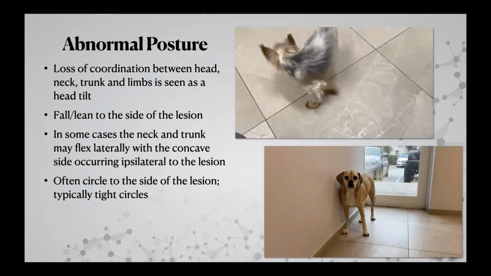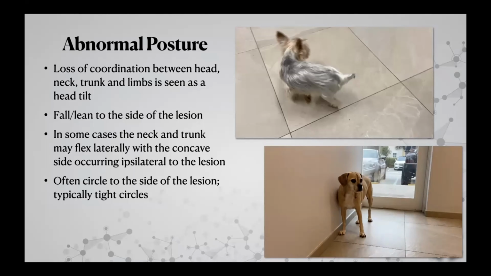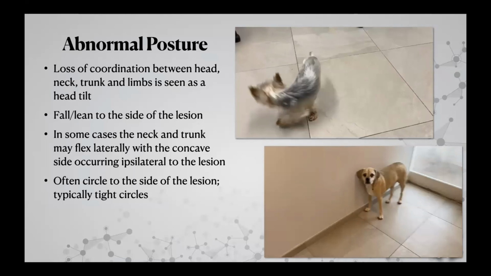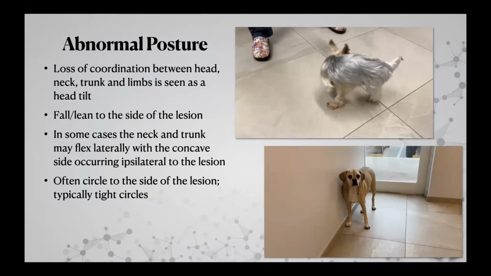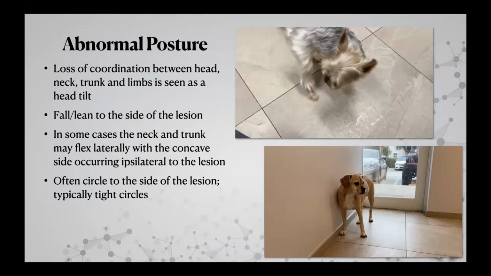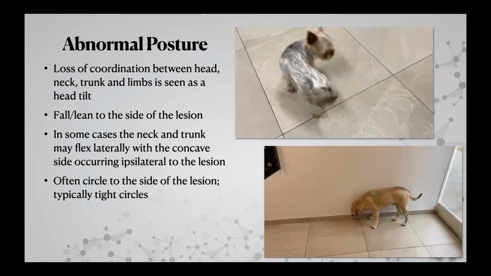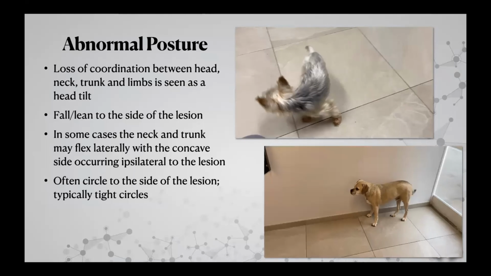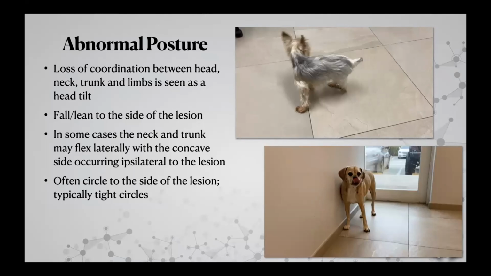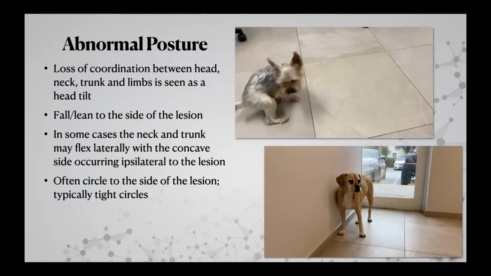Dogs and cats will also tend to fall or lean to the side of the lesion. And again, that's because they're kind of off balance and sort of falling to that side. So again, in the example of the left-sided head tilt, we would expect that animal to also be falling to the left as it's walking.